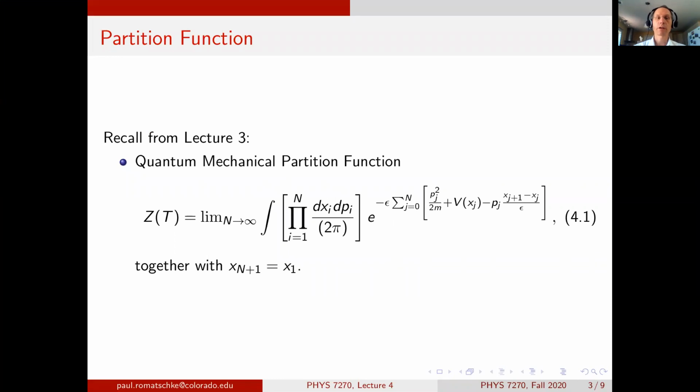In Lecture 3, we found an expression for the quantum mechanical partition function that was written as a high-dimensional integral over both position space and momentum space of a single exponential. The only restriction of these integrals was that the position space with label 1, x1, had to be identified with the position space at label xn plus 1, so the last insertion of this position space index. This just means that in terms of position space, we are looking at periodic boundary conditions.